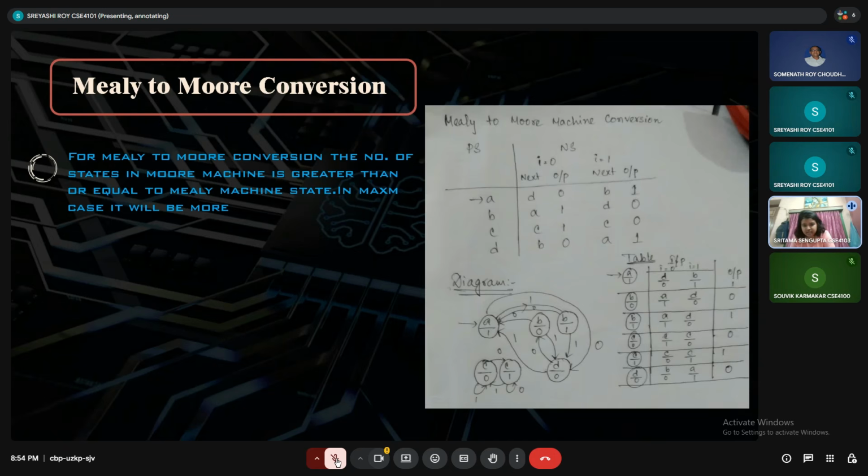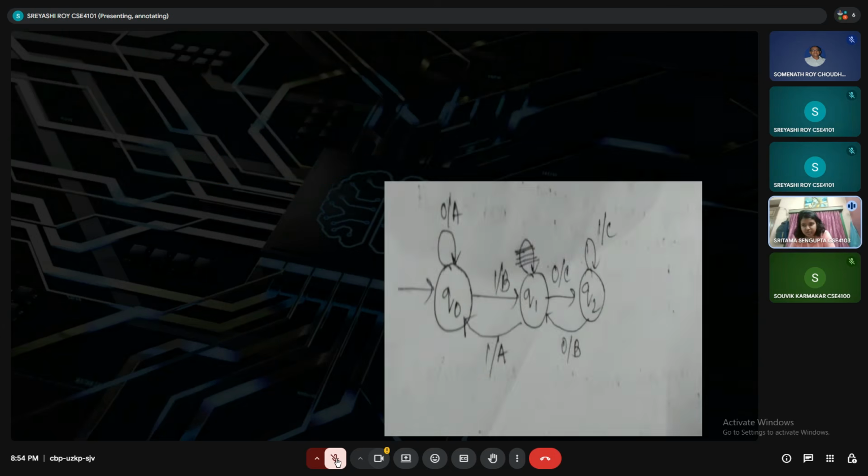But C is a trap state, so from A, B or D, from any state it will not go to C. So then I will go to the next slide, Moore machine to Mealy machine conversion.